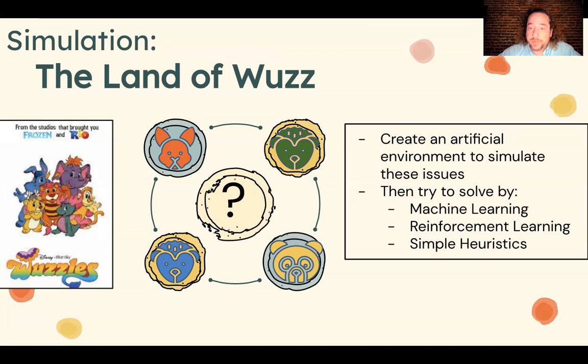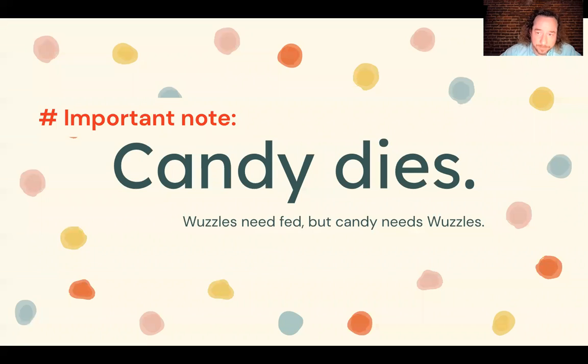But basically, we're just going to try to create an artificial environment to simulate the issue that I just described, and then we're going to try to solve it using machine learning. And then eventually maybe reinforcement learning and some simple heuristics and hand-built algorithms. Spoiler, I haven't made it to that part.